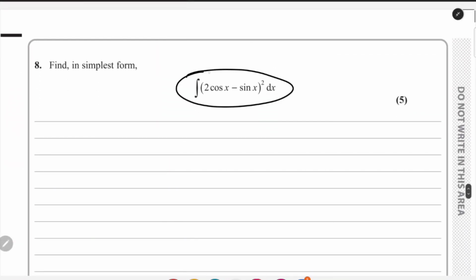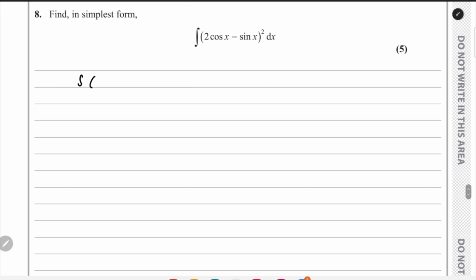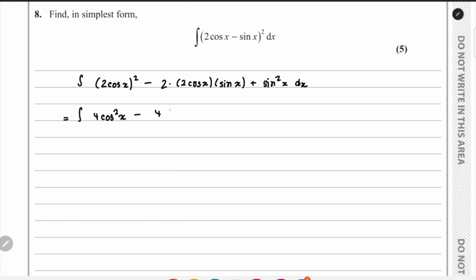Now moving on to question 8. We have to integrate this function over here. Now if we break down the square, we'll have 4 cos square x. So basically we have 2 cos x whole square minus 2 times 2 cos x times sin x plus sin square x dx. So the integral is of 4 cos square x minus 4 sin x cos x plus sin square x.